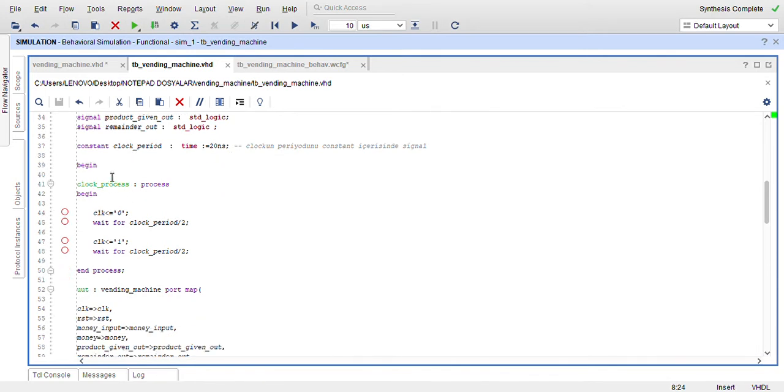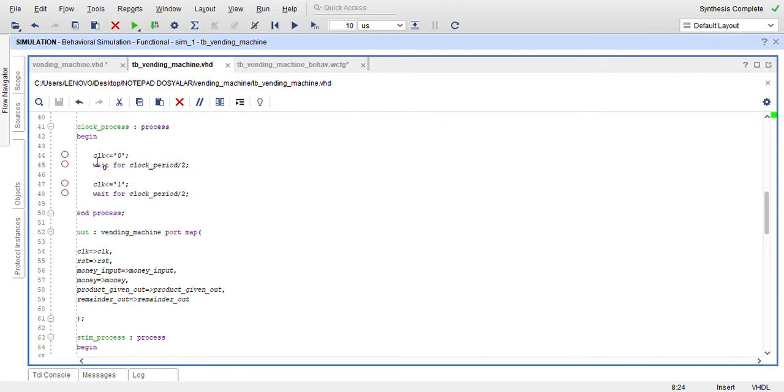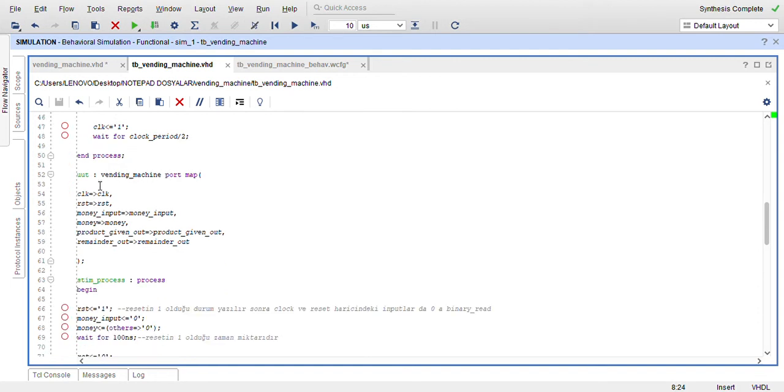Then we write begin clock process, begin. Clock is 0, and we wait for clock period divided by 2, then clock is 1. Then we wait for clock period divided by 2, so half of the clock period will be 0, half of the clock period will be 1. End process.